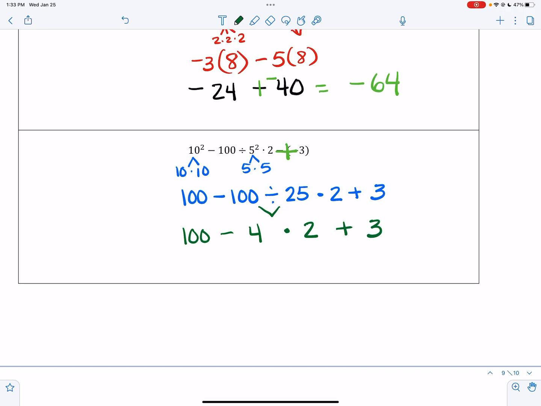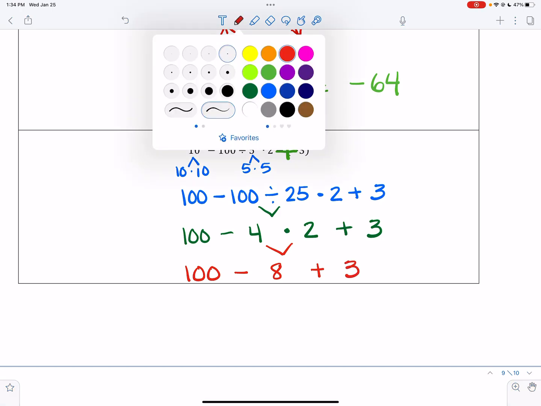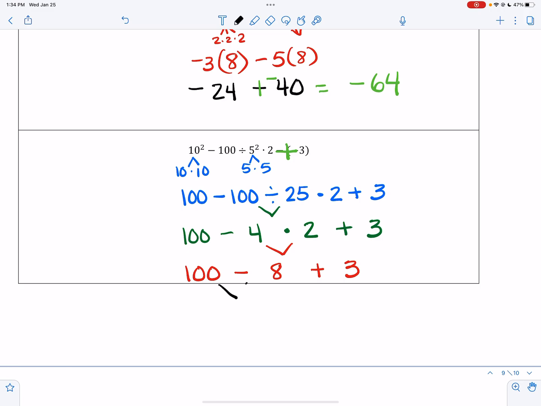Okay, so I'm just replacing the division. Now I can replace the multiplication. So 100 minus 4 times 2 is 8 plus 3. And so now I go left to right. 100 minus 8 is 92 plus 3 is 95.